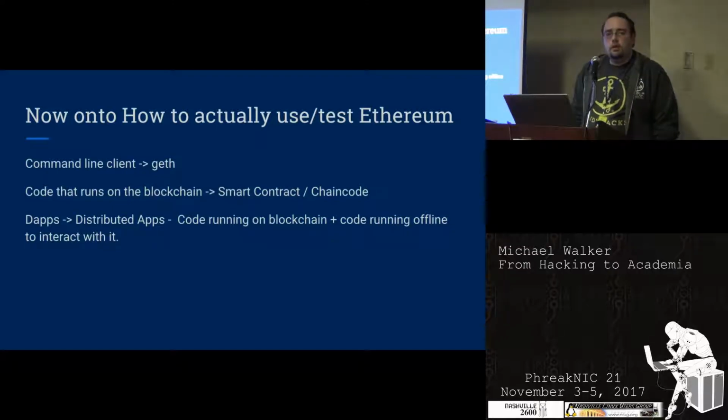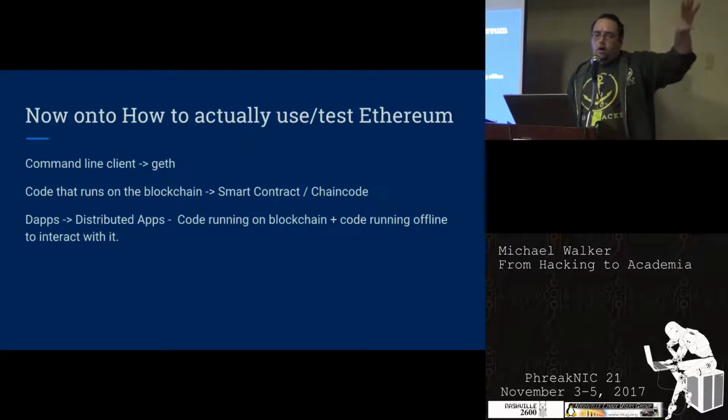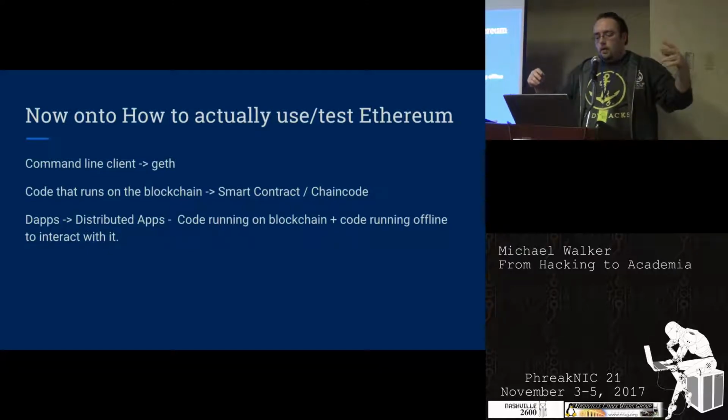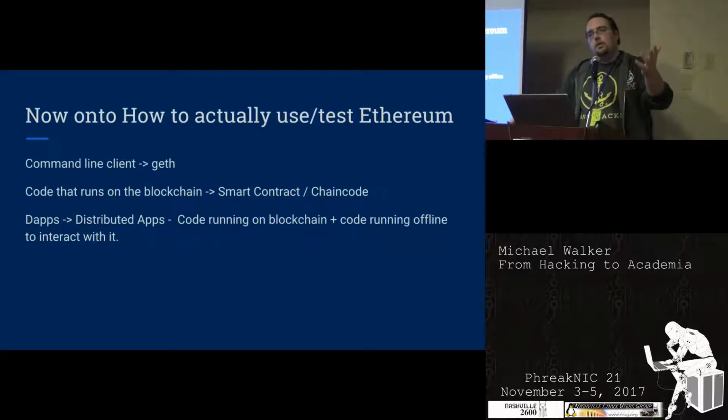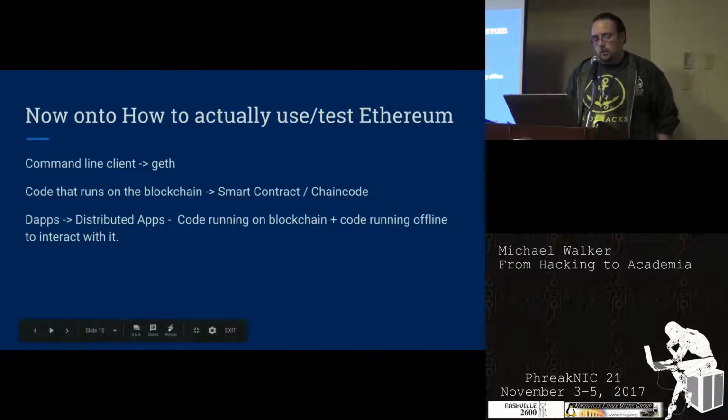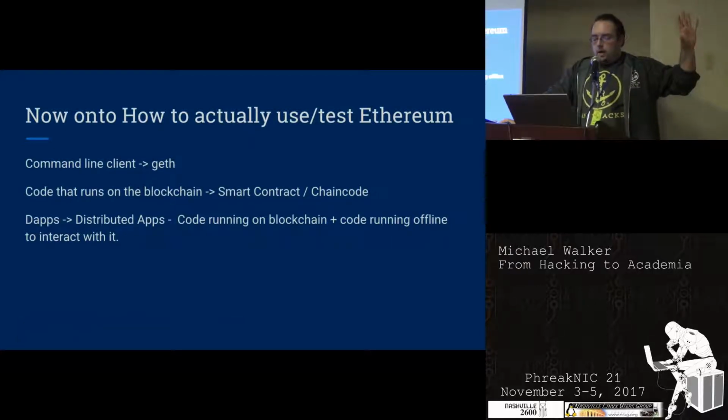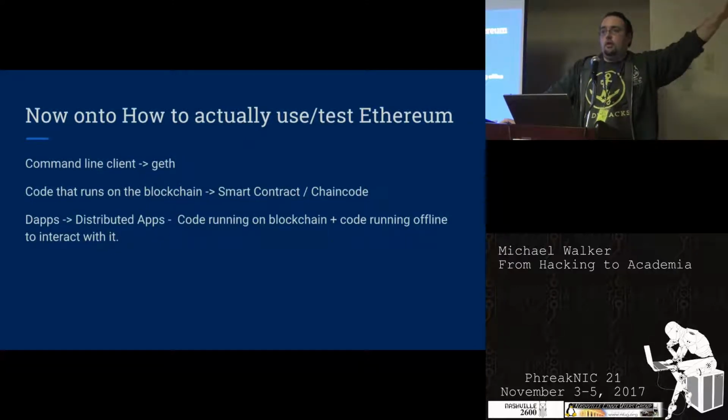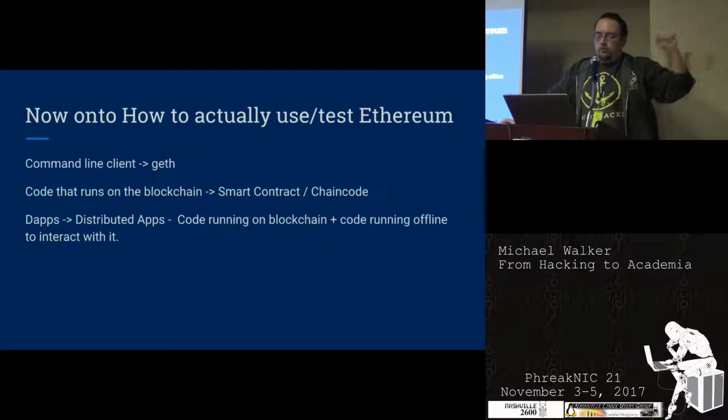So in Ethereum, its command line client, its main one, is geth, and that is written in Go. There's a dichotomy: you have code that runs theoretically on the blockchain. That's called a smart contract in Ethereum. Other things call it chain code, whatever the case may be. And you write what are called D apps, so distributed apps. D apps are a combination of the code running on the blockchain and code running offline in clients to interact with the code on the blockchain, and, more precisely, the results of the code on the blockchain.